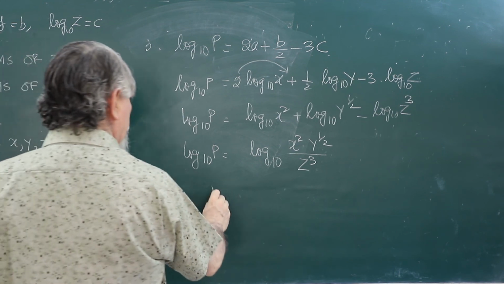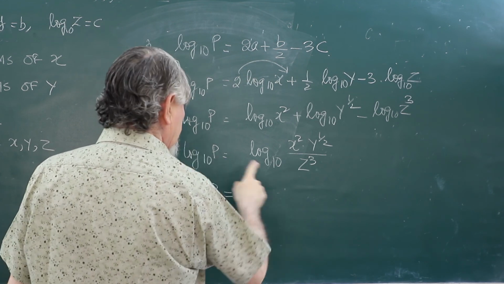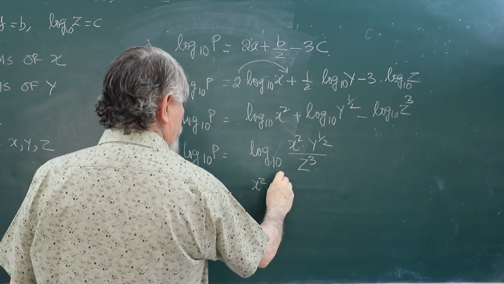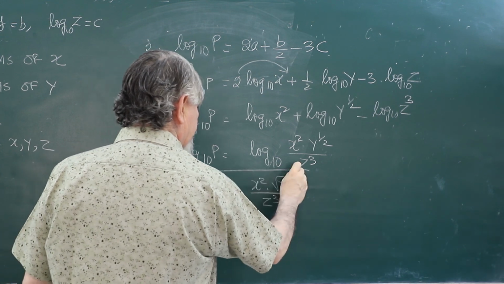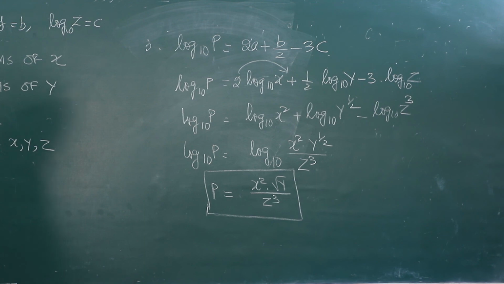So p will be equal to what will it become? x square under root y upon z to the power 3. So we have expressed p in terms of x, y and z.